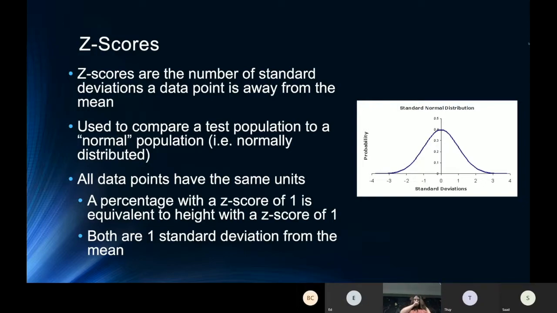As I said, all of the data points will have the same units in this case. And then when you have that standard normal curve, the area under the curve is always 1. I explained this earlier: no matter what your units are, it's still going to be standardized to that normal distribution.